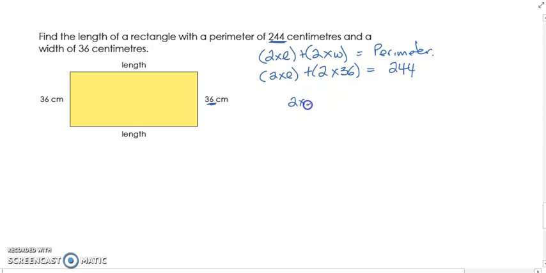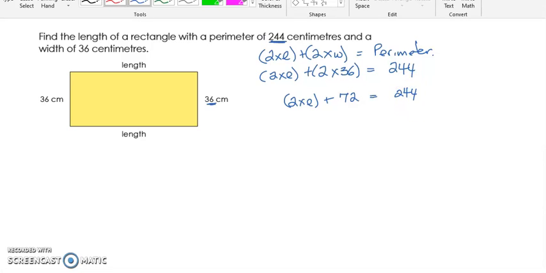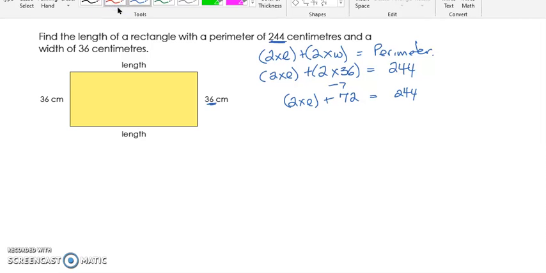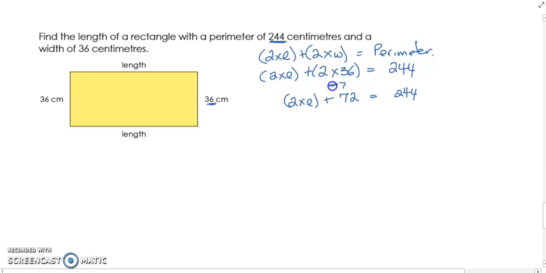All right, so let's see if we can work this out. So now we have 2 times length. Let's leave that. We don't know what length is. Plus 2 times 36. Do we not know what 2 times 36 is? Yes, we know 2 times 36 is 72, is equal to 244. And again, we want to get the unknown by itself. So we're going to subtract 72 from this end. Let me change the color so that you understand what we're doing. We subtract 72 from this end and subtract 72 from the other.